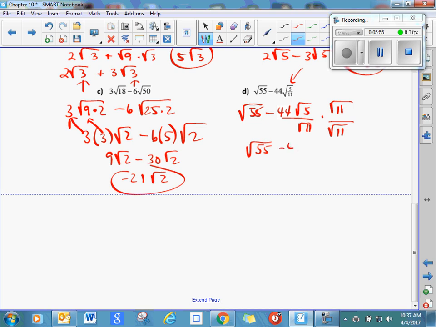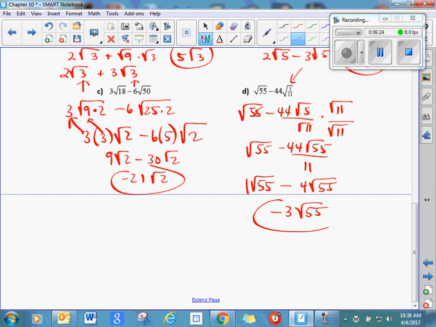So this is minus 44. We can multiply the 5 times 11 and get 55. And of course, radical 11 times radical 11 just comes out as an 11, which is great. So now we have radical 55 minus, and 11 goes into 44 4 times. And now we can combine these. 1 radical 55, take away 4, you get minus 3 radical 55 as your simplified answer.